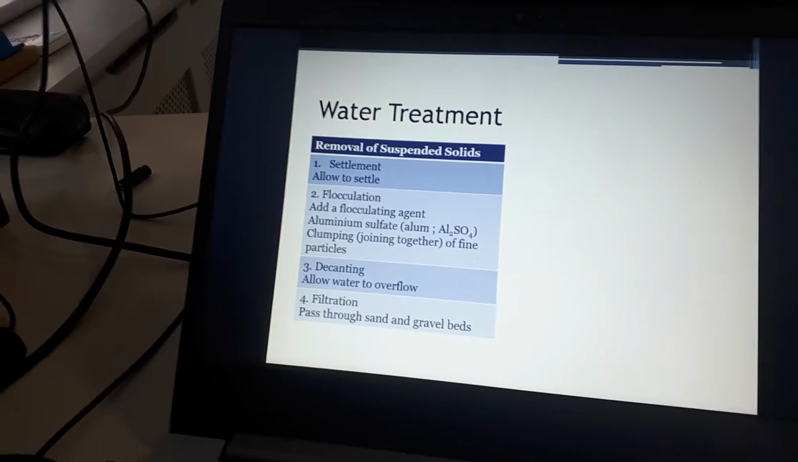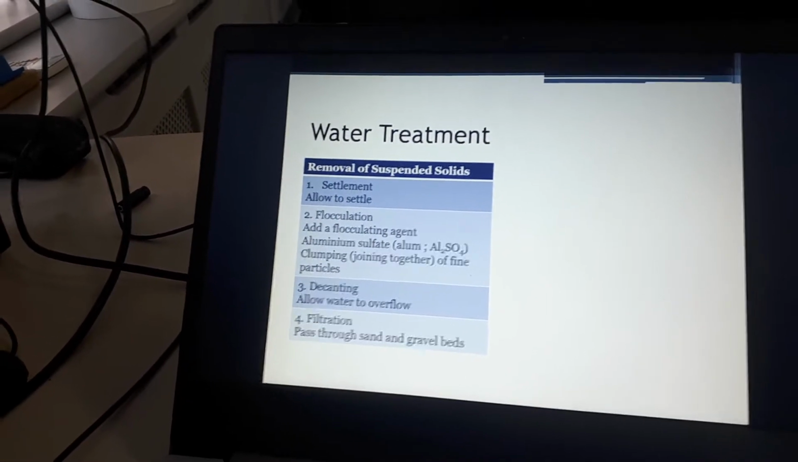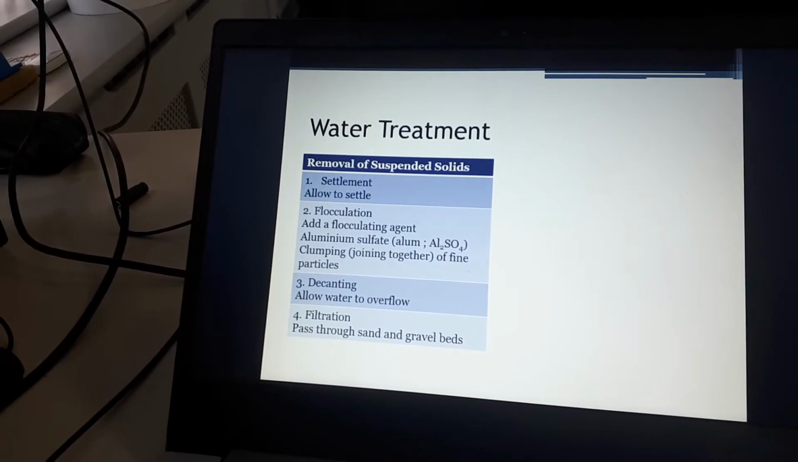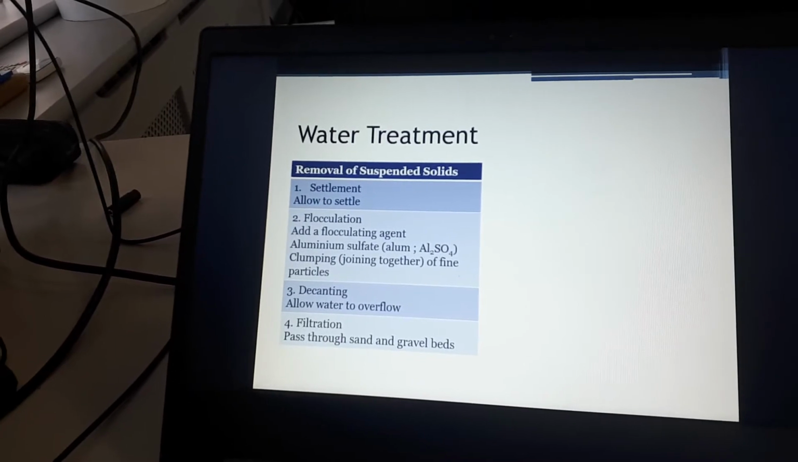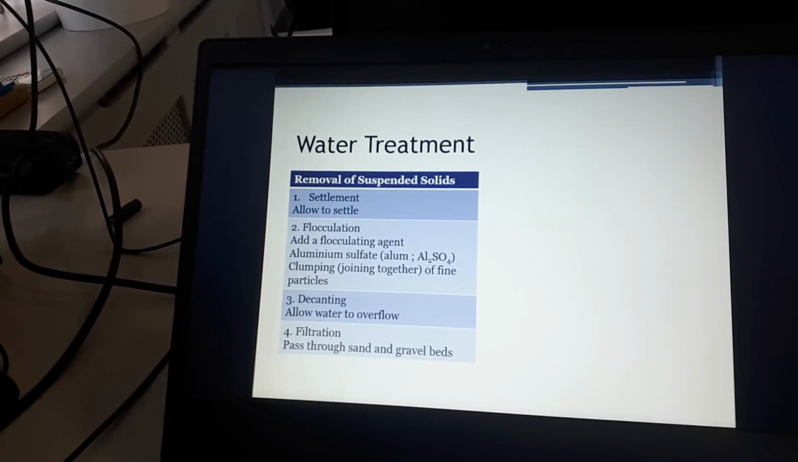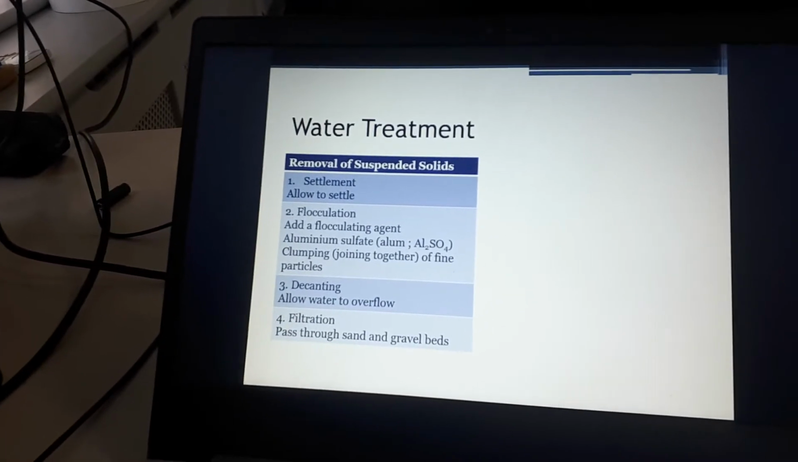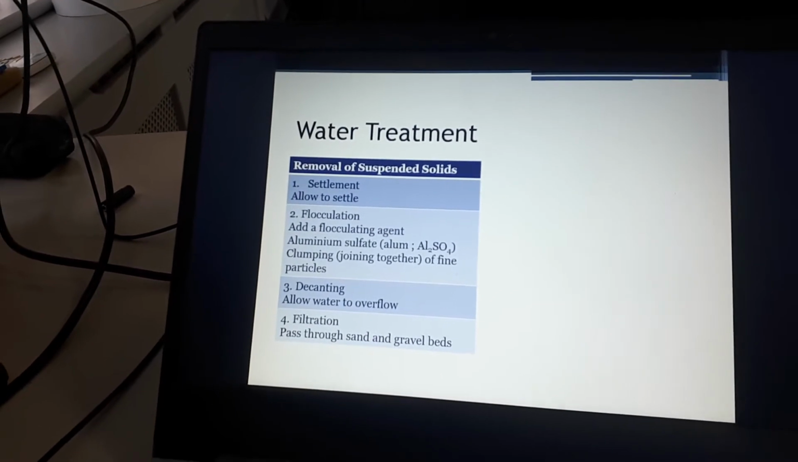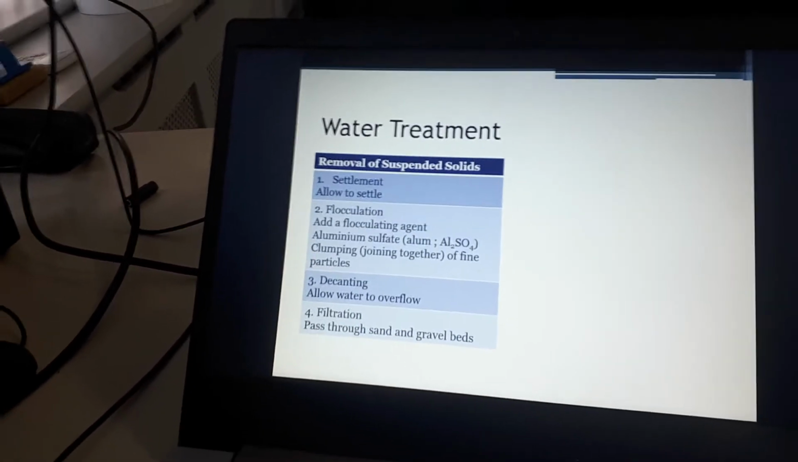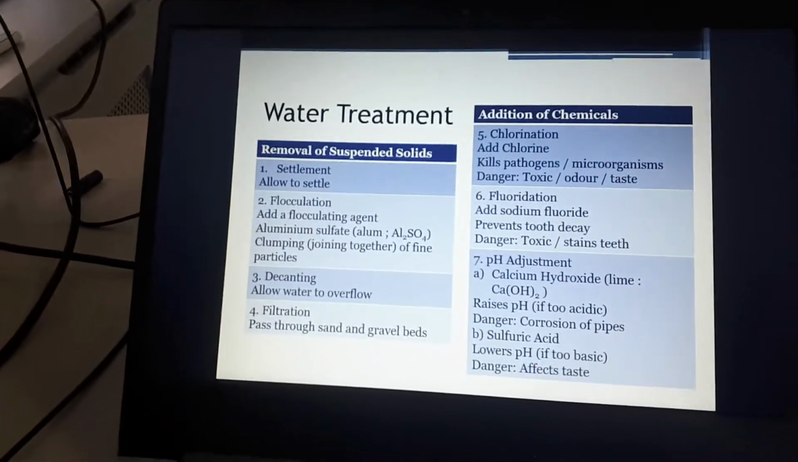Okay, so smaller particles or fine particles clump, basically joining together. When they clump, they're going to end up falling to the bottom of our tanks. Okay, so from the top then we have decanting, and in decanting our water overflows. Once it's overflowed here, it then goes into a filtration system. So it passes through sand and gravel beds, and that removes any fine particles that may be left over. Our water at this stage has all its suspended solids removed, but it may not be safe to drink, okay?